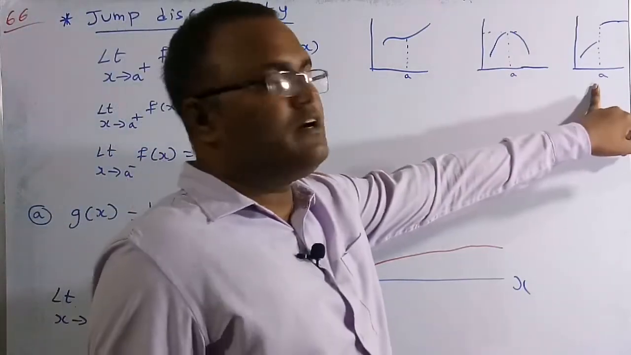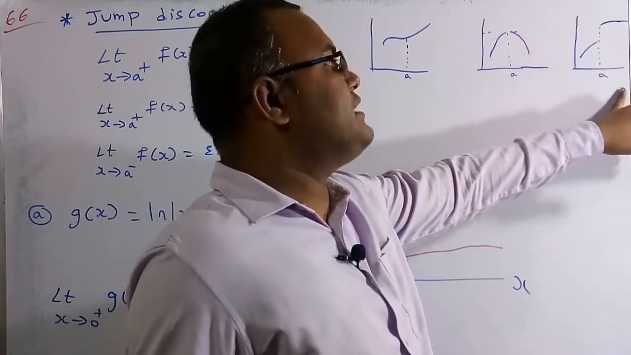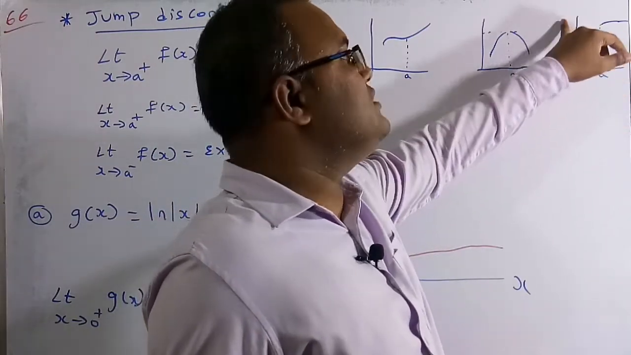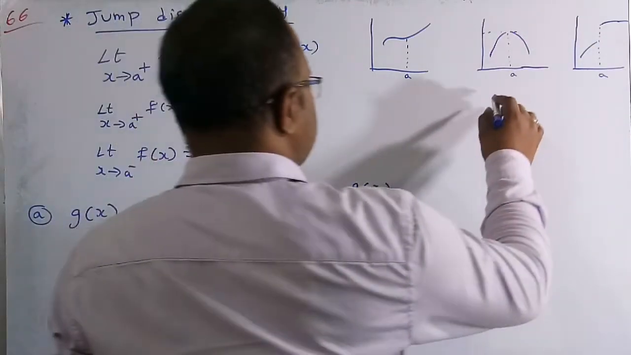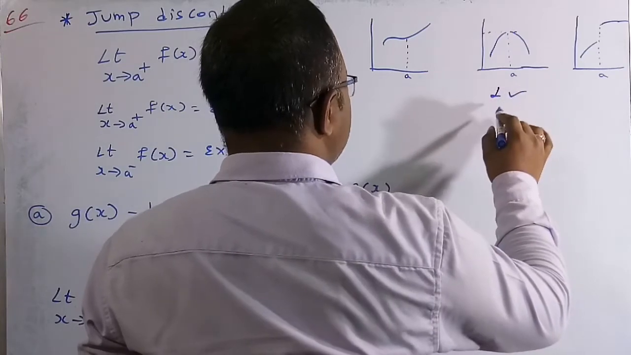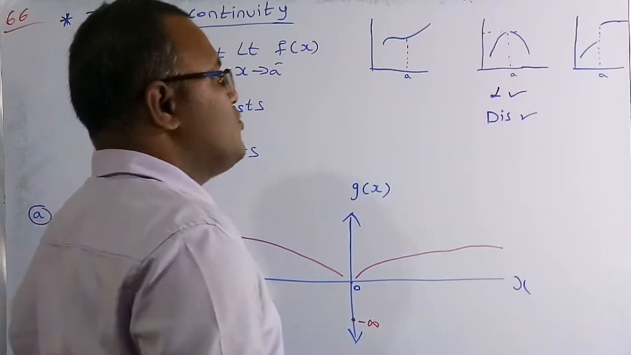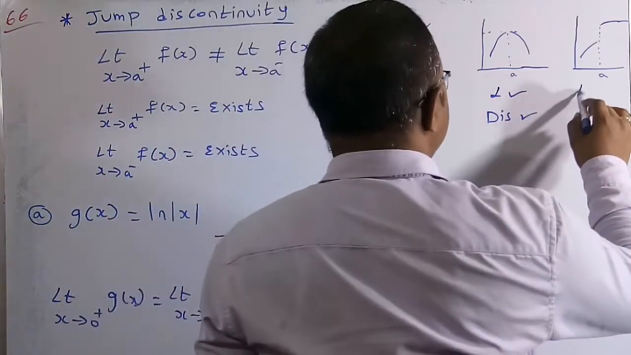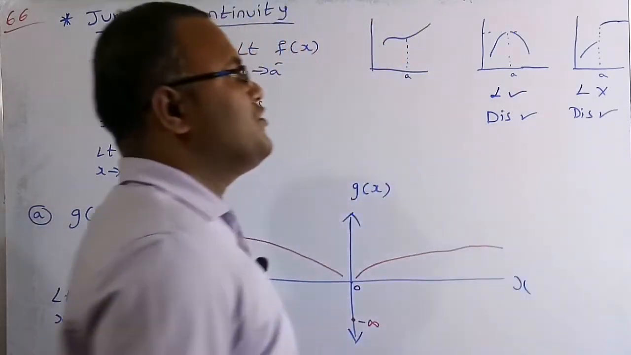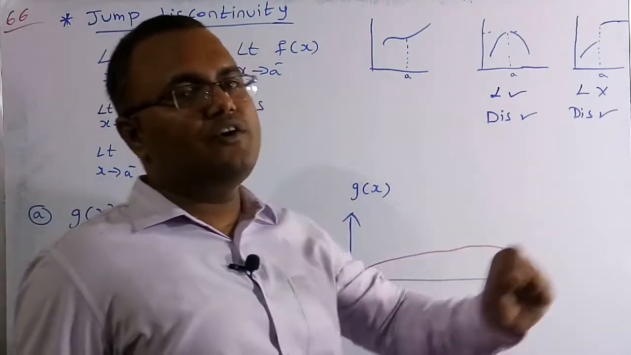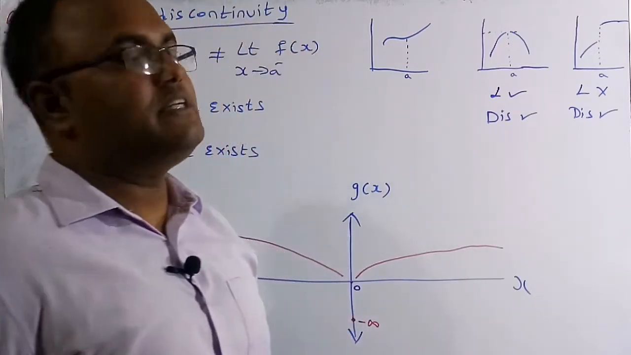But here the function is discontinuous and the limit also does not exist at point A, because the left hand limit is not equal to the right hand limit. So in one graph the limit exists, in another the function is discontinuous and the limit still exists, but here the limit does not exist and the function is also discontinuous. Therefore, if the limit does not exist at a point, we say a jump discontinuity is present.